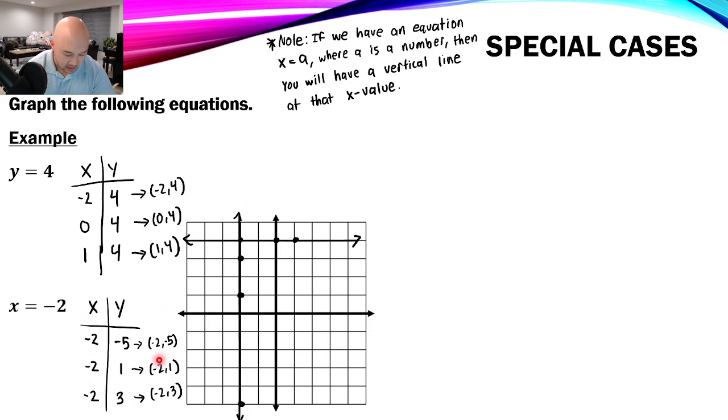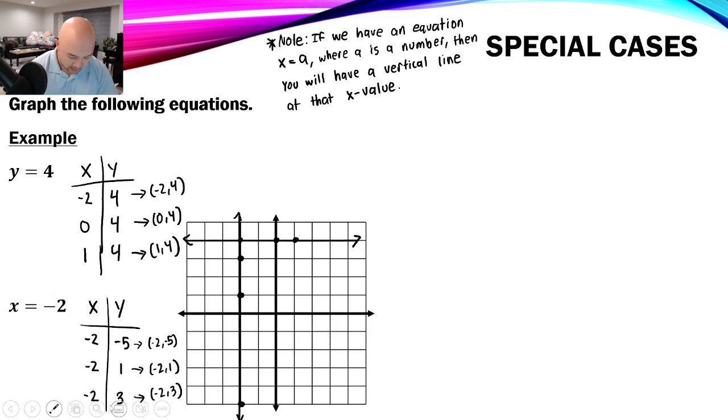Do you have to show this table like I did? No, it was just to get that idea in your head, right? So now we should know if we see y is equal to, that's a horizontal line, left and right, that goes through that value. If we see an x is equal to, that's going to be a vertical line that goes through that x value.